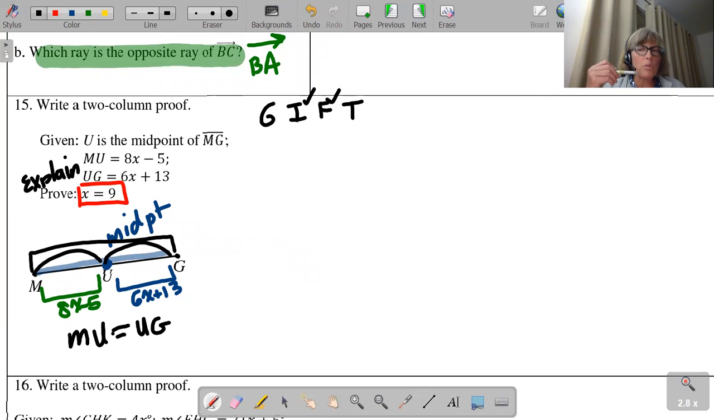Usually proofs, you just want to take a moment and just mentally talk it through. And obviously you're going to solve for x here. And obviously because of the midpoint, you have things that are equal. And if you solve for the x, it's pretty easy to see that it's going to end up being 9. So we'll do this one together.